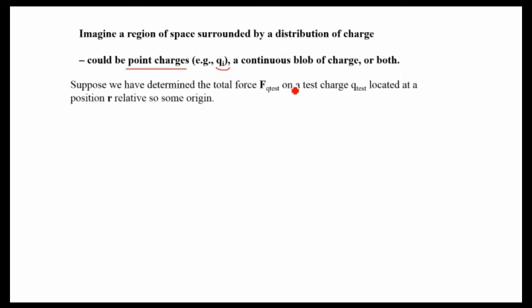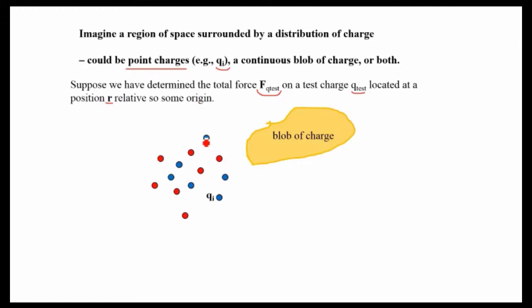So let's suppose we've determined the total force, and we'll call it F on Q test, on a test charge, this Q test, located at position r relative to some origin. This is the charge distribution. Here's some Q sub i's. Here's a blob of charge. We've got an origin at O, and we have a test charge at the position vector r, and let's just suppose this is the resulting force on this test charge due to the presence of all these charges.